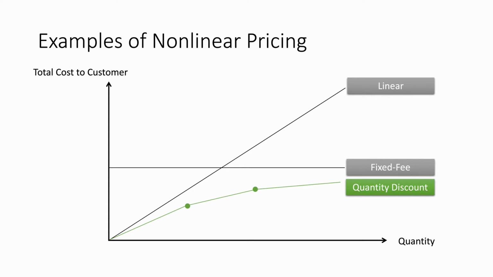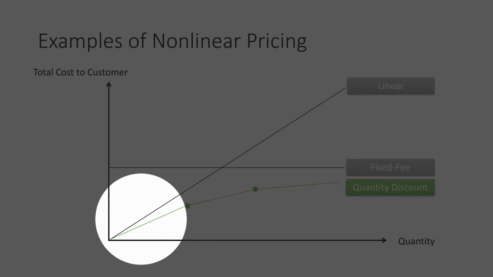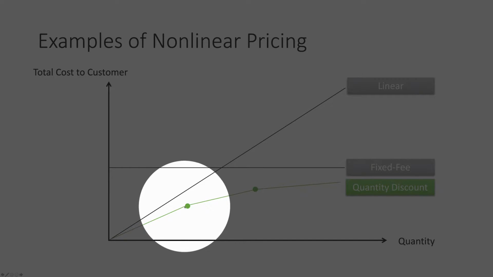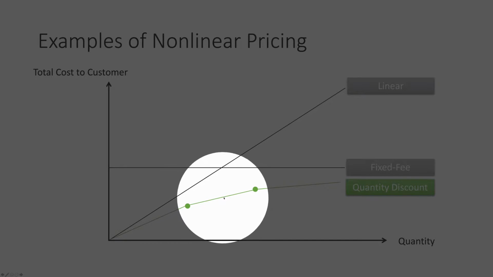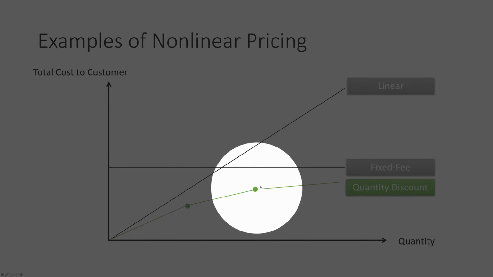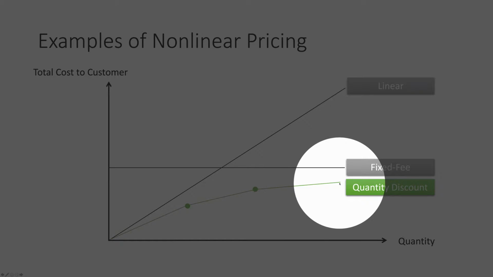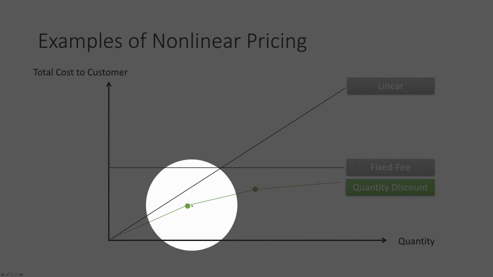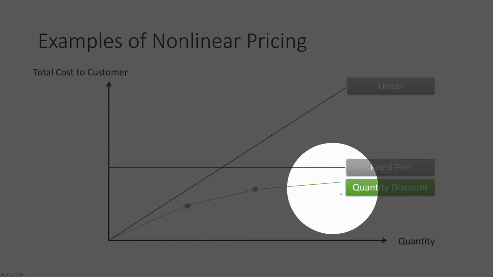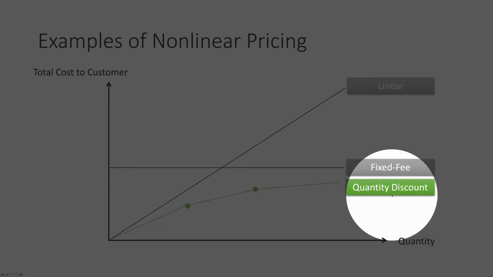Here is one form of nonlinear pricing. It's called quantity discount. As you can see, here the price has three segments. In the first segment, the price increases with quantity, then it increases with quantity slower, then it increases with quantity even slower. That is, the more you buy, the lower the price is. This is what we call a quantity discount.